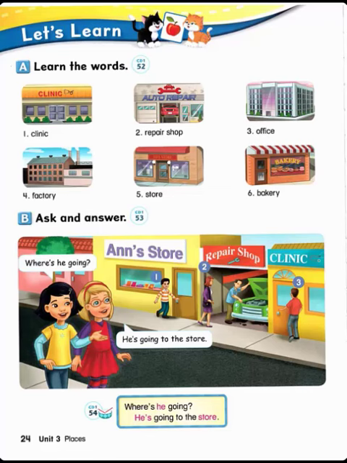Page 24. Drum track. Where's he going? He's going to the store. Where's he going? He's going to the store. Where's she going? She's going to the repair shop. Where's he going? He's going to the clinic.